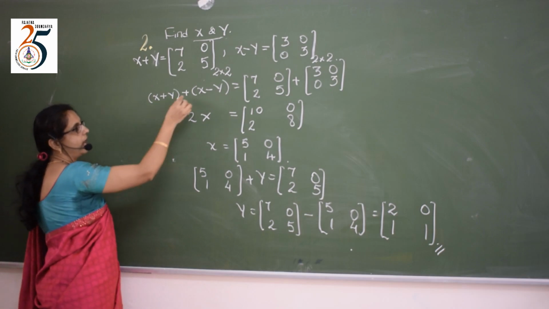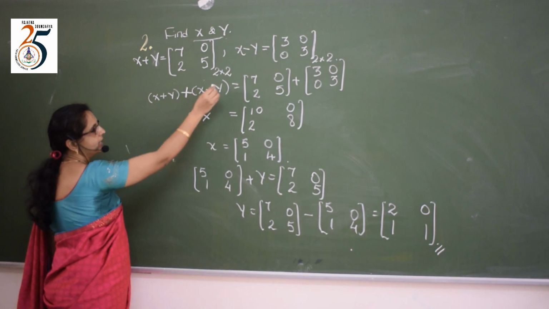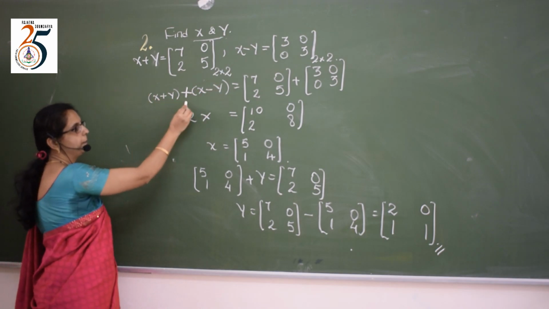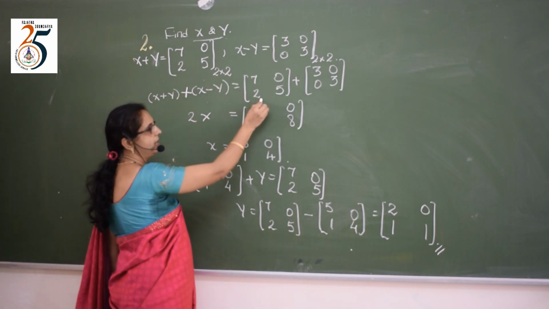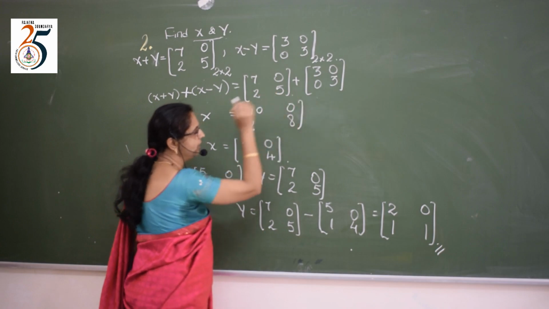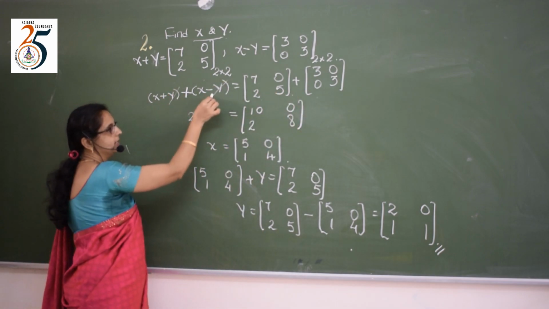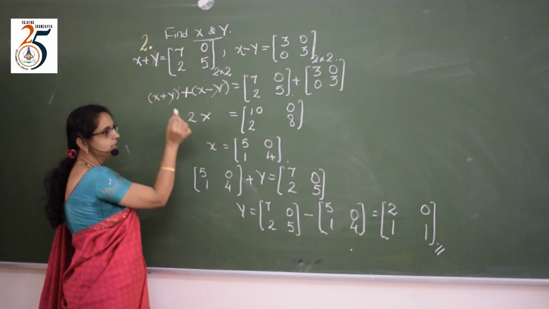Here what I have done, I have first added the LHS, and while adding the LHS maintain the terms in the parenthesis. X plus Y plus X minus Y is equal to the first matrix plus the second matrix. And what happens? Plus Y and minus Y cancel with each other. X plus X gives us 2X.